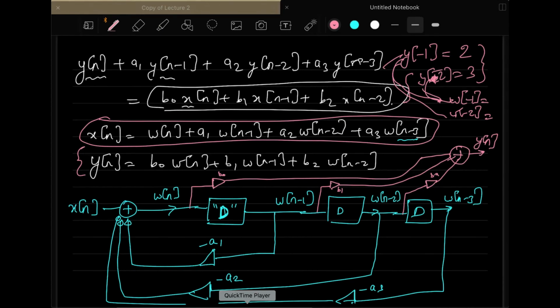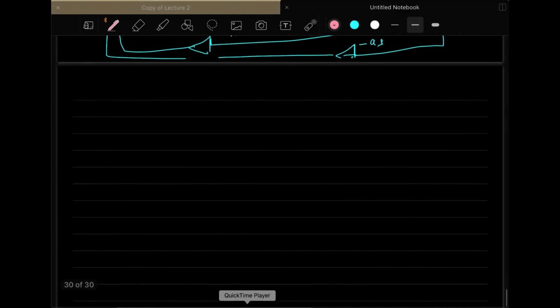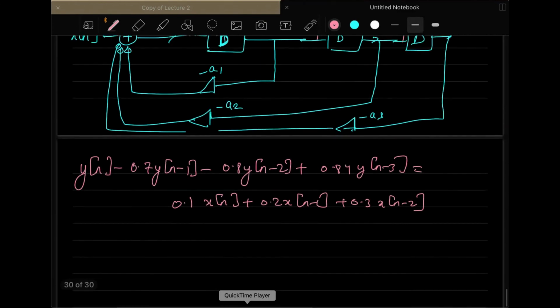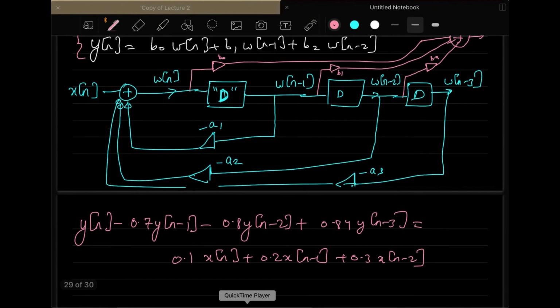So I am giving you one question, so you can solve it. Maybe in the next class you can tell me the answer. So if you want to construct the block diagram for this particular system, what will be the block diagram? You can show it to me in the next class. So this is basically the question. So in this, what you have to do is you have to actually construct the block diagram as we have discussed here. So you have to draw this block diagram here.